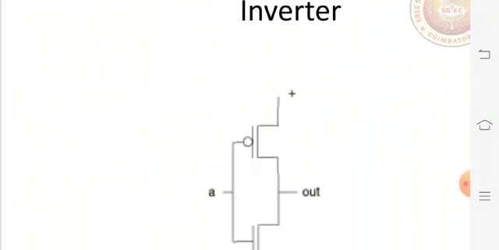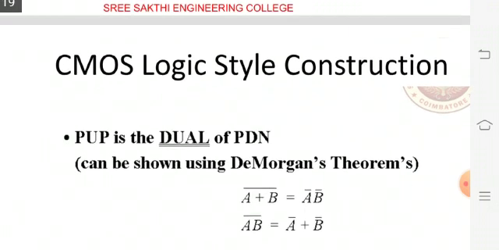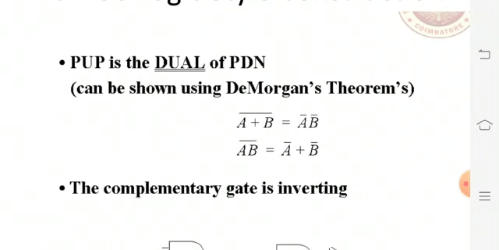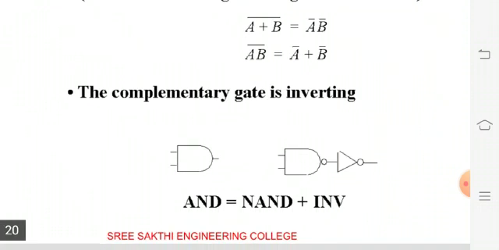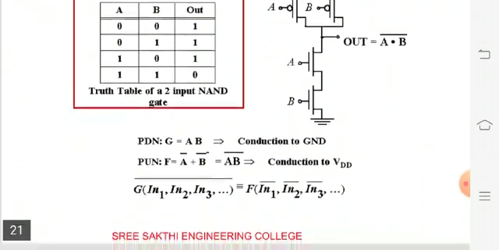Next, we can use this as an inverter. NMOS is down and PMOS is up. If you combine them together, we are giving only one input. The plus indicates VCC and the triangle indicates ground. Next one is CMOS logic construction. Already we have discussed that the pull up network is the dual of the pull down network, which can be shown using De Morgan's theorem. The complementary gate of inverting: you can obtain AND by taking NAND plus an inversion gate. Similarly the NOR gate you can apply.